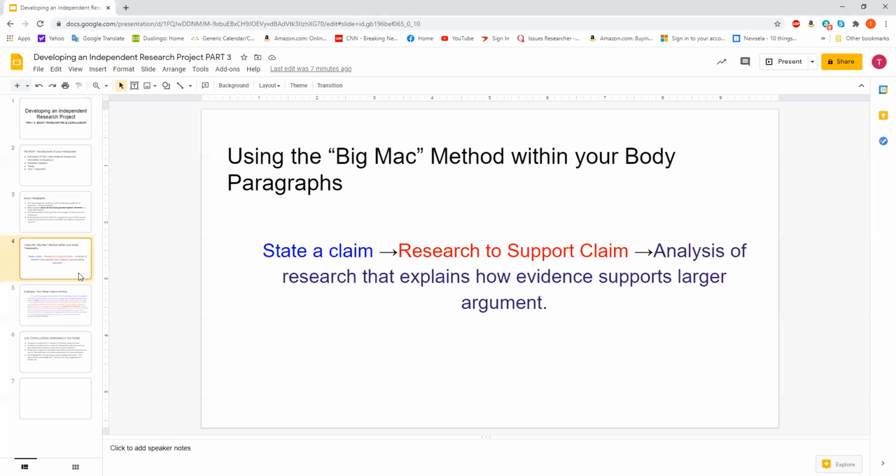We're going to be using what is called the Big Mac method. Now, I'm pretty sure we've referred to this a couple times throughout the semester, but I wanted to go into more depth and detail about what the Big Mac method is. It's just a way of structuring your writing within your body paragraphs. You're going to state a claim. You are going to provide and incorporate research to support that claim, and then you're going to supply in your own writing analysis of that research that explains how the evidence supports the argument, as well as your larger thesis.